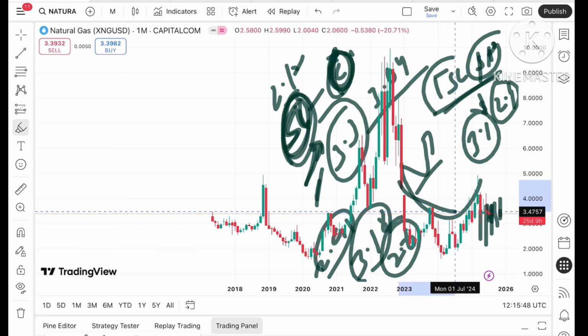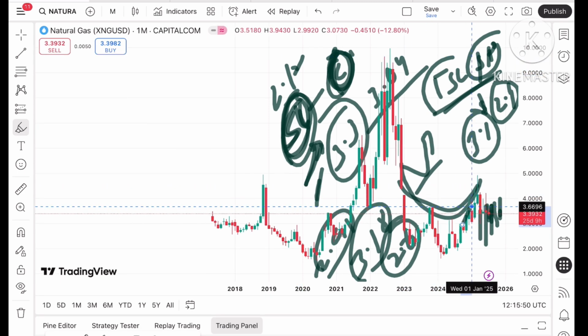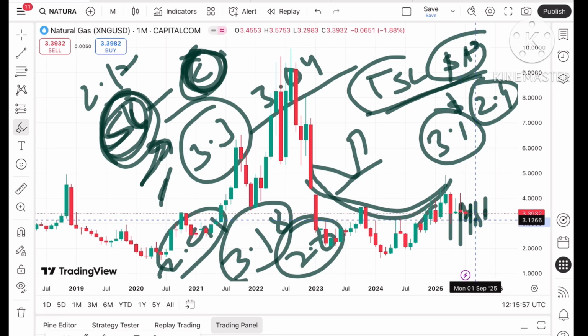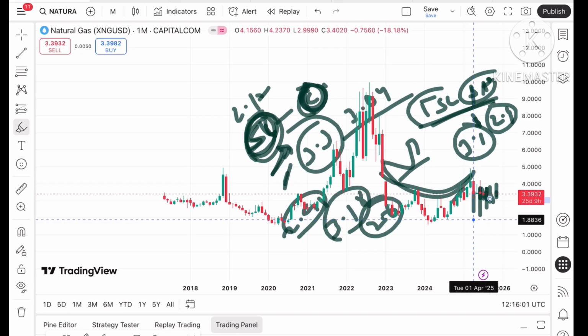There is a probability of upside if it sustains above 3.6. But there is also a probability that if the price starts falling below $2.8, we can see a further downfall.